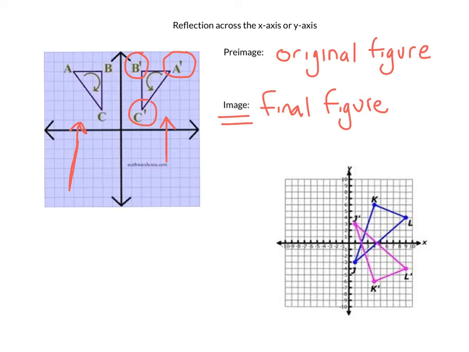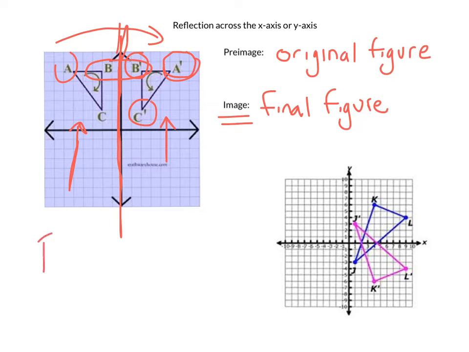What else? Reflection means to flip. So this blue picture that we're looking at is reflected over the y-axis. It's almost as if this side got folded and went across here, and that's why you can see that it's been flipped. B is still closest on both of those. B and B prime are both the closest to the y-axis. A is the furthest away in the pre-image, and A prime is the furthest away in the final figure, our image. That's how you can tell that you've reflected things.